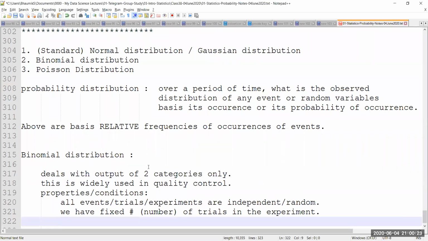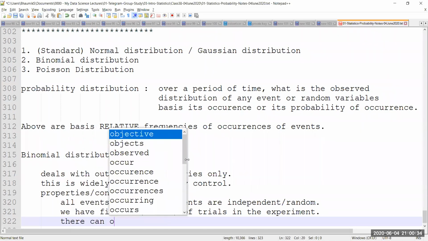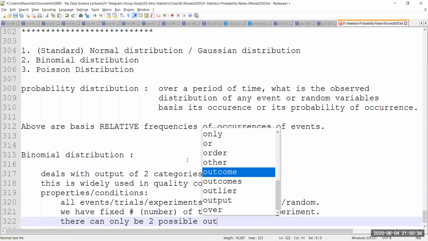So the second is we have a fixed number of trials in the experiment. The third is, as I have already told you, there can only be two possible outcomes of the experiment.